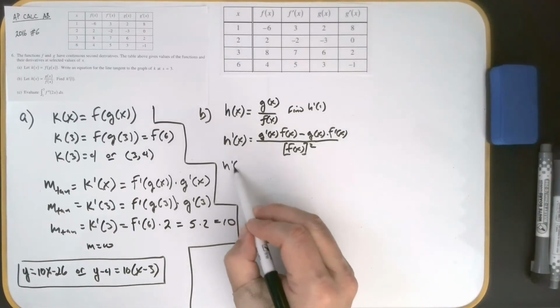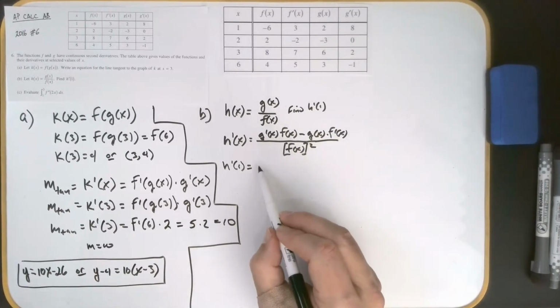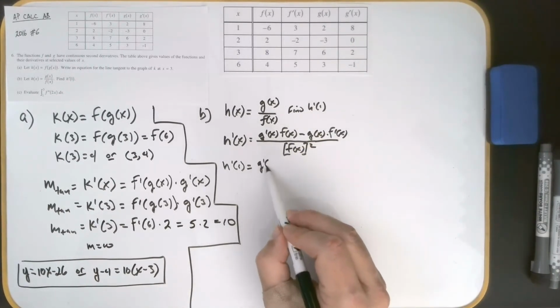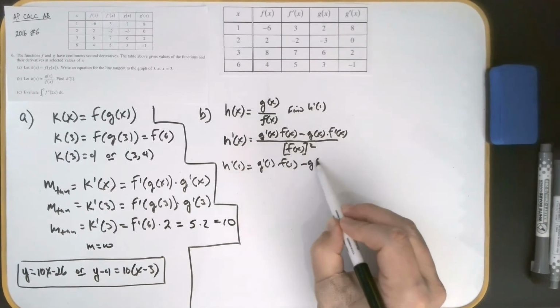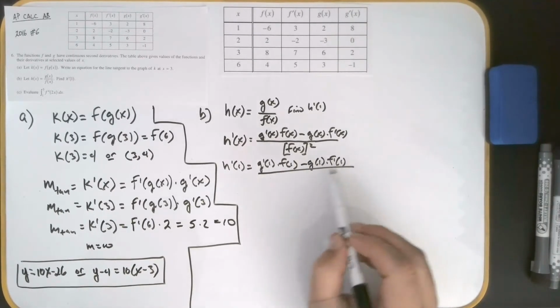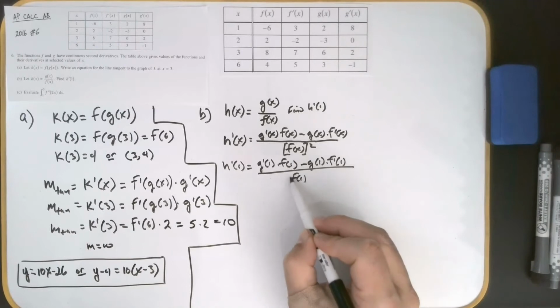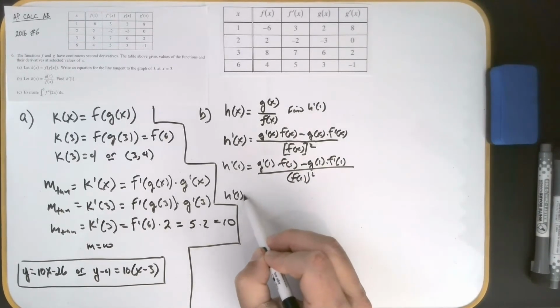And now we just have to evaluate this at 1, and if we can read the table, we should be fine. So we've got g prime of 1 times f of 1 minus g of 1 times f prime of 1 all over f of 1, and then we're going to square it. Okay, let's see what we can do here.